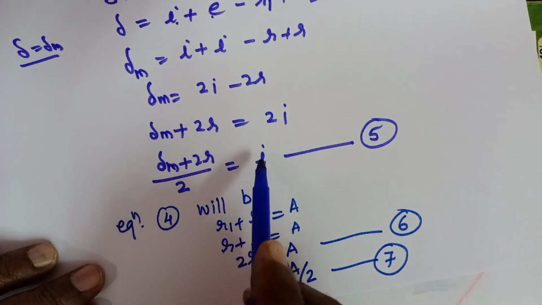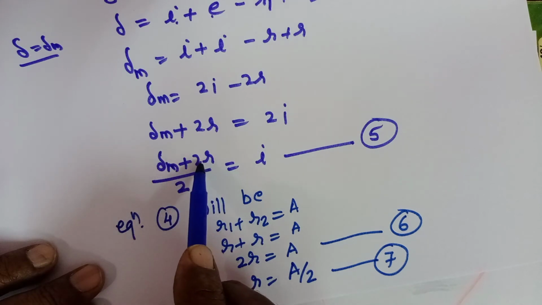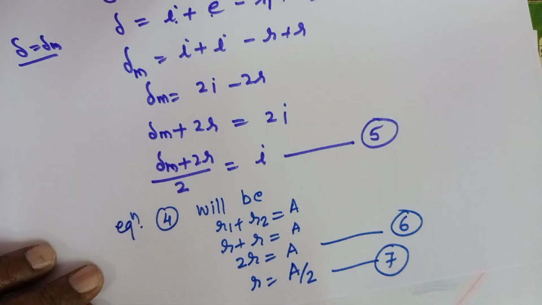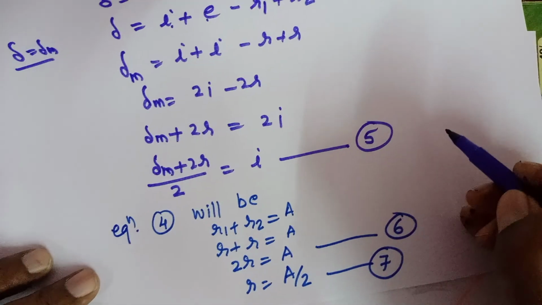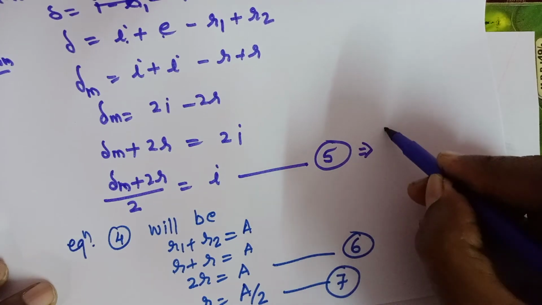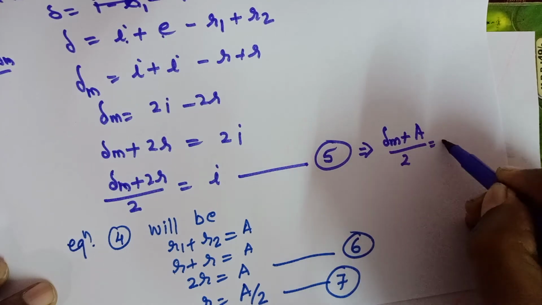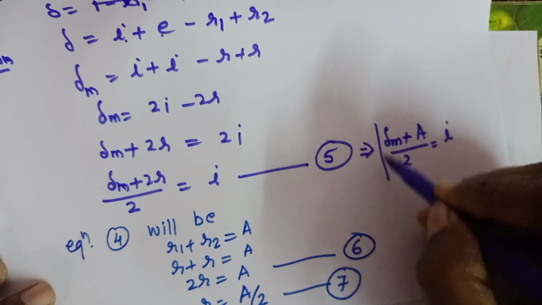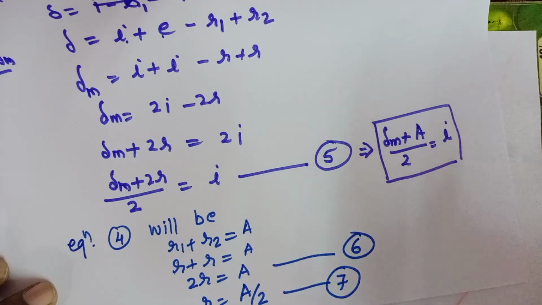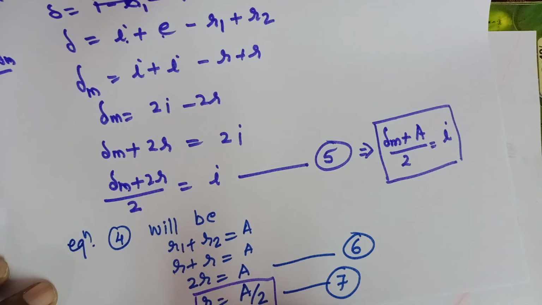Also in equation 5, delta M plus 2R, here we can write A. So equation 5 we can also write as delta M plus A by 2 equals I. This we will keep because now we have got I and R.